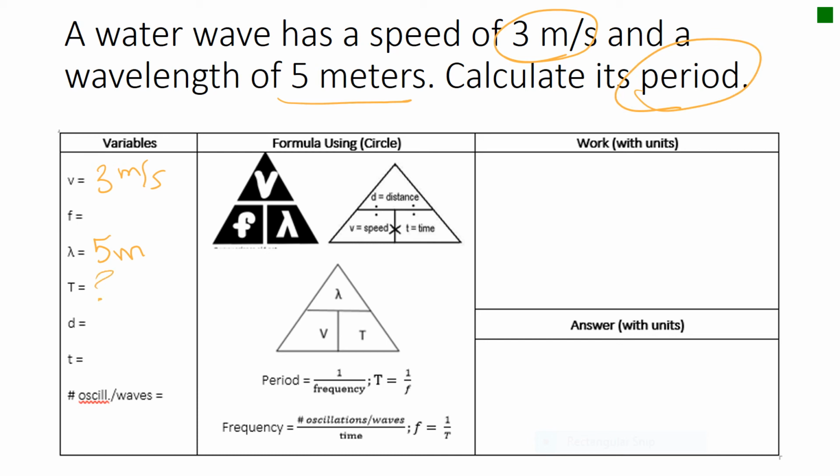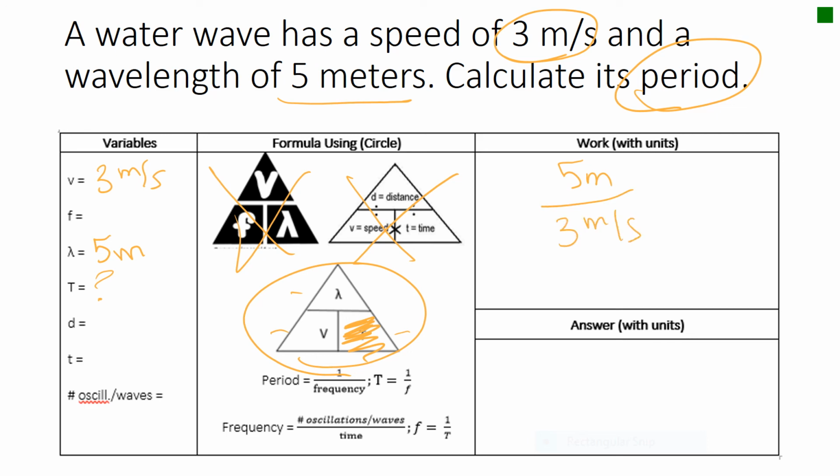So now I'm going to look through my formulas. This one does not have the capital T, this one does not have the capital T, but this one does. So I'm going to be using this because I have the lambda, I have the speed, and I have the period. I'm solving for period, so I'm going to cover that up, and now I can move on to my next box, where it tells me to take my lambda, or my wavelength, which is 5 meters, and divide it by my speed, which is 3 meters per second. So when I do that, I end up getting 1.67 when it's rounded, and my unit for period would be seconds.